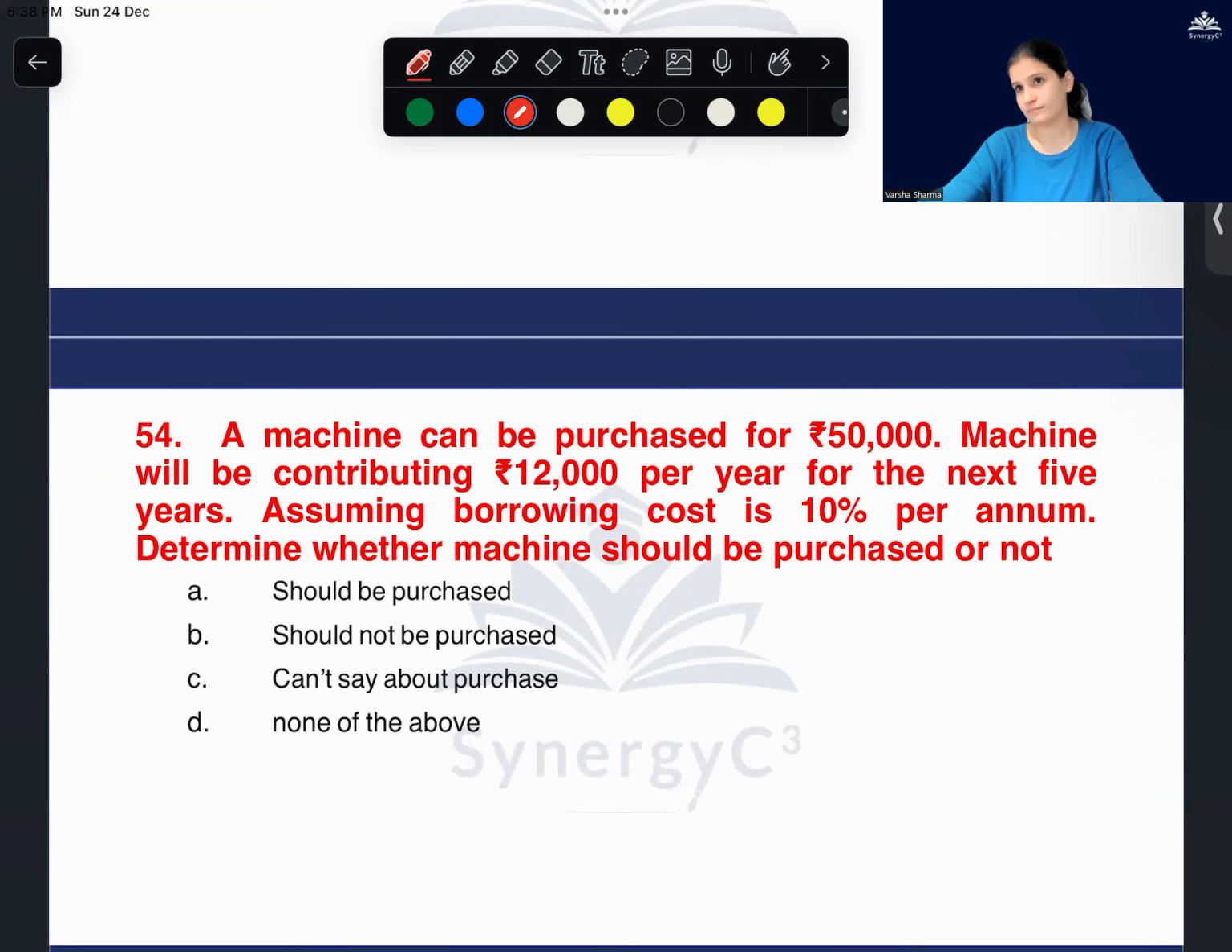Now, when we have questions on machines, there are again two types. Now, this one can be treated as the same: whether it should be purchased or not, whether it should be lent out or not. A machine should only be purchased if it is either giving you additional revenue in the future or it is reducing your already fixed cost that you are incurring.